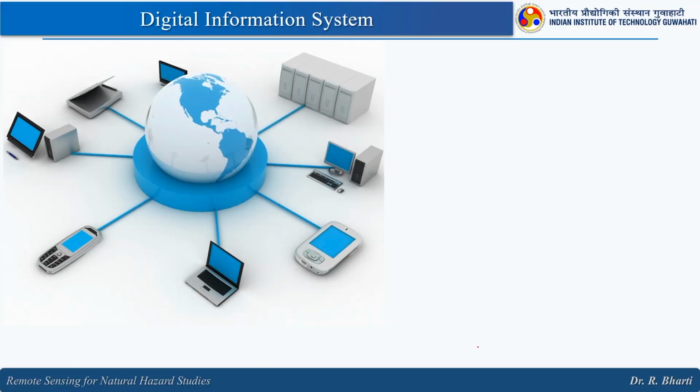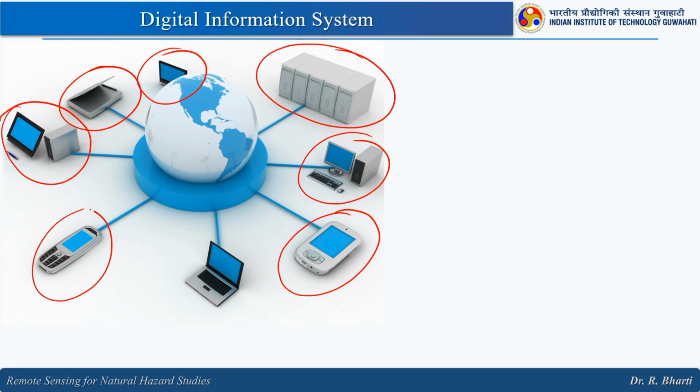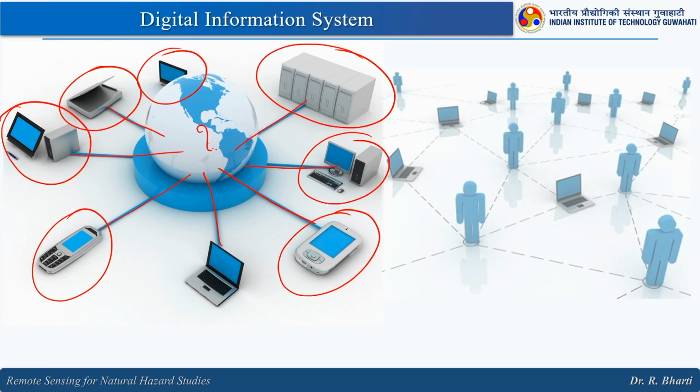When we talk about a digital information system, it is basically data in digital form. All the systems are connected to each other through the internet, right, and together they are helping to get an answer when anybody puts a query. So, you can get the answer whenever you have a query. This is how we all are connected.